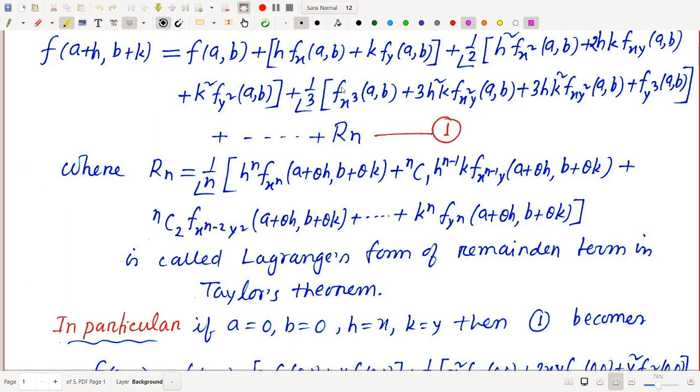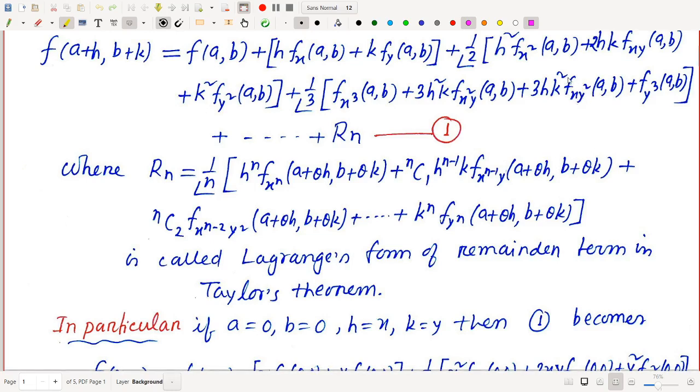factorial, partial derivative of f with respect to x three times, that is, f suffix x cube at (a, b), which you can denote by del cube f by del x cube, plus 3h square k into f suffix x square y at the point (a, b), meaning del cube f by del x square del y, that is, the mixed third order partial derivative of f with respect to x two times and with respect to y one time at the point (a, b), plus 3hk square f suffix x y square at the point (a, b), meaning the third order partial derivative of f with respect to x one time and with respect to y two times.